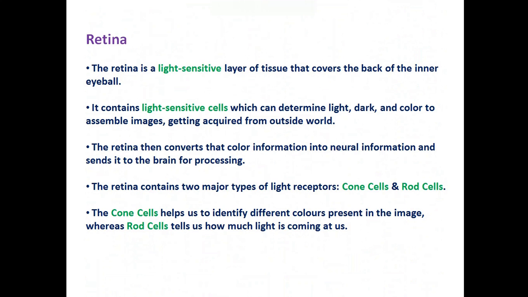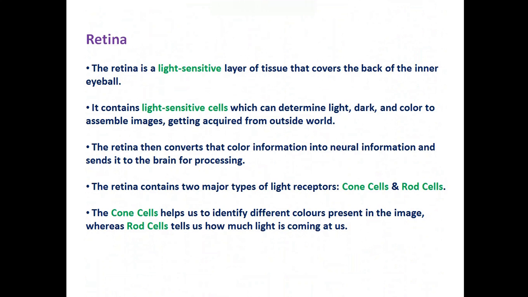There you go, the retina. The retina is a light-sensitive layer of tissue that covers the back of the inner eyeball. It contains light-sensitive cells, which can determine light, dark, and color, to assemble images acquired from the outside world. The retina then converts that color information into neural information, and sends it to the brain for processing.